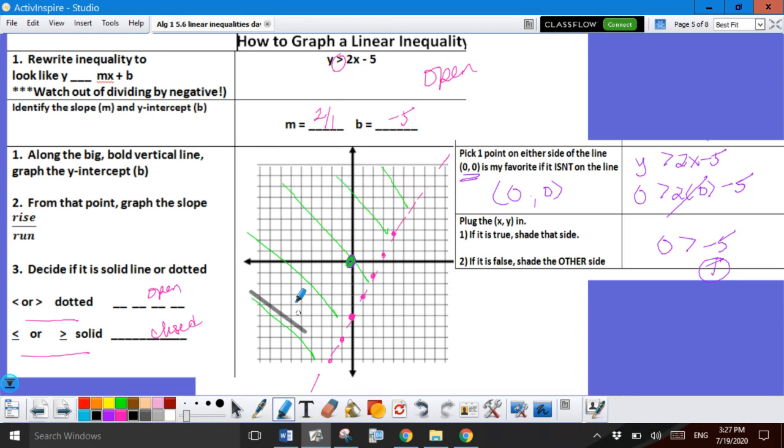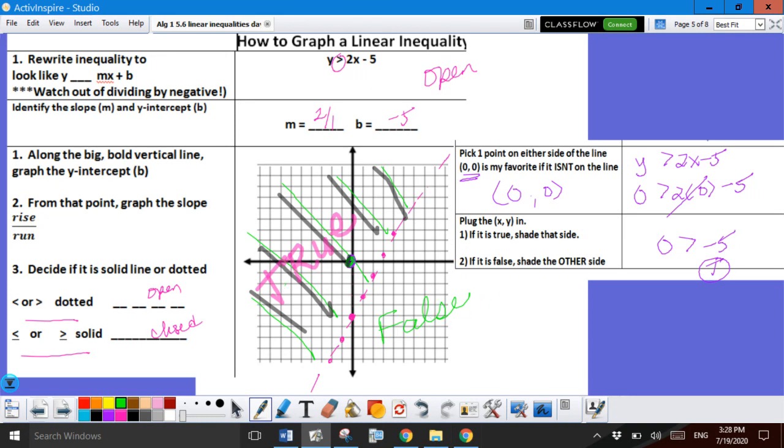So that means, since this side was true, all of this side is my shaded region. This side is the false side. So nothing on this side will work, but everything on this side would work.